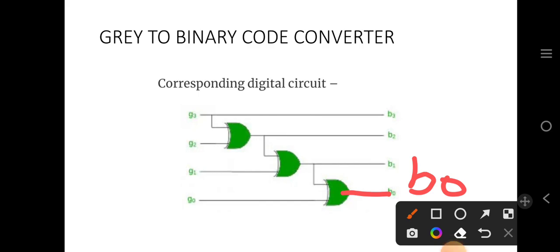So in this way we have implemented the gray to binary code converter. The procedure for binary to gray and gray to binary is almost similar, but just the difference is in the equation and the implementation. So this is all for today.